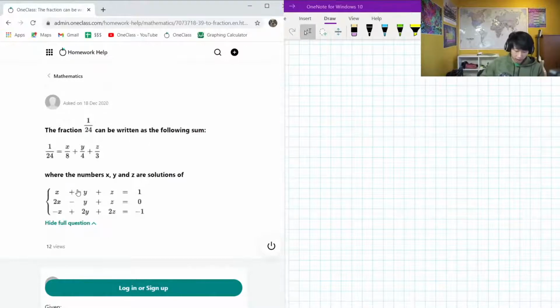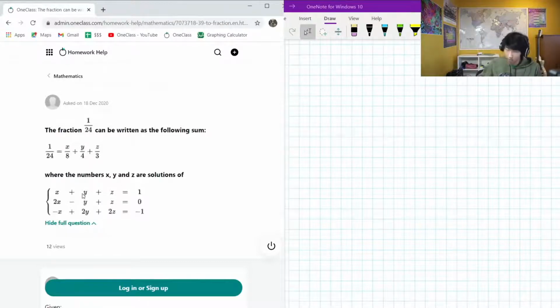Okay, so the next question that we have on the menu today is asking us the fraction 1 over 24 can be written as the following sum. 1 over 24 is equal to 1/8 of x plus 1/4 of y plus 1/3 of z, and that's all equal to 1/24. Okay, seems reasonable, and it gives us a system of equations or multiple equations that are related to each other, and they tell us the numbers that could occupy x, y, and z.